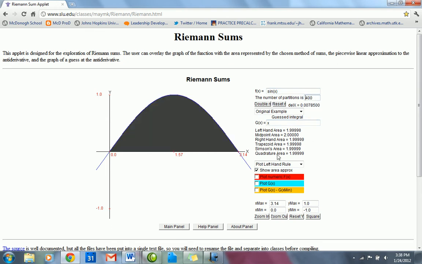What you'll notice is that all of the techniques are going to converge to the area under the curve as the number of partitions or rectangles, or trapezoids, whatever the case may be, subintervals, gets bigger and bigger and bigger. Based on the numbers that this great program is giving me, thanks again St. Louis University folks, it looks like the area under the sine curve from 0 to pi is indeed 2, and in fact it is.